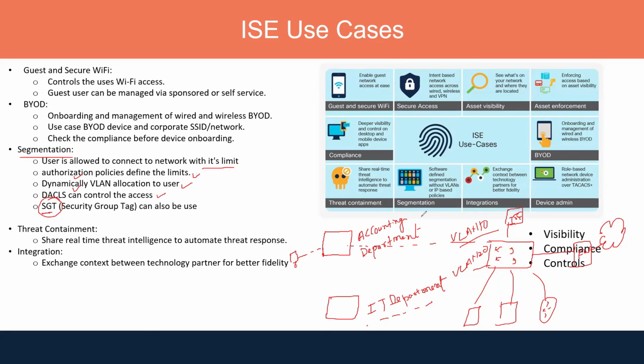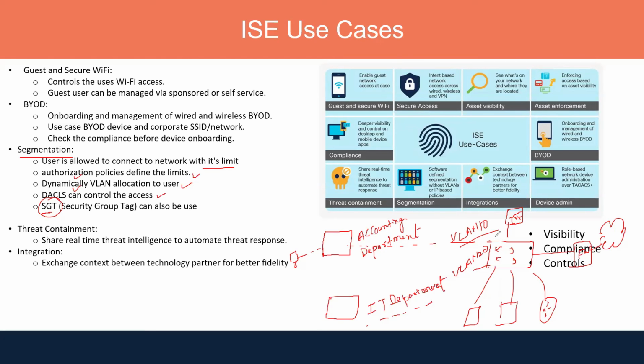On the ISE level, you cannot do these things, but you have to use the network device functionality as well. Maybe you can put two different VLANs for two different departments, right? On ISE level, you can just control where the user is going to be allocated.